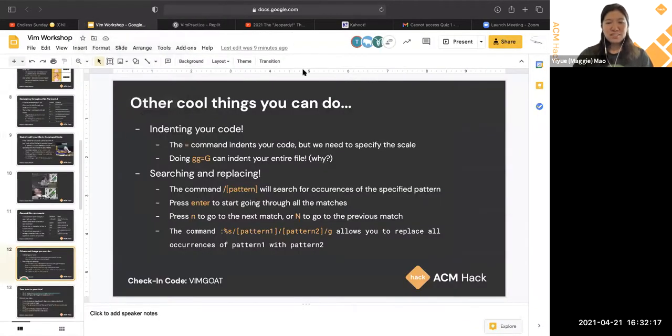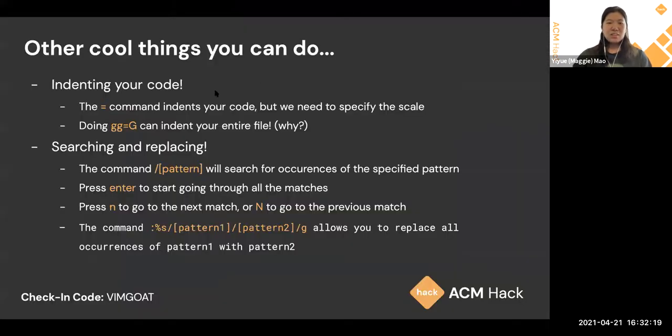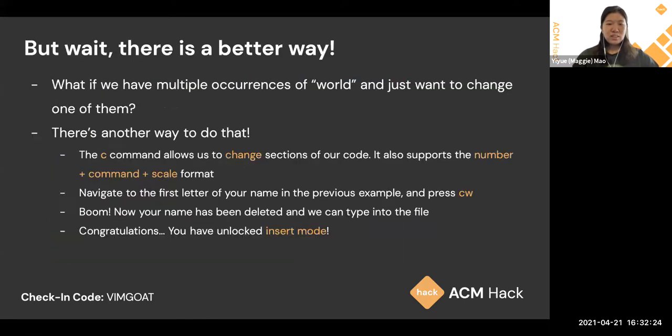But there's one problem here. So we only have one occurrence of word which we changed to Maggie, but what if we have multiple occurrences of word and we just want to change one of them? We don't want to change all words to Maggie. That can be really inconvenient. And we also have to type a very long command just for that. And then there's actually another way to do that.